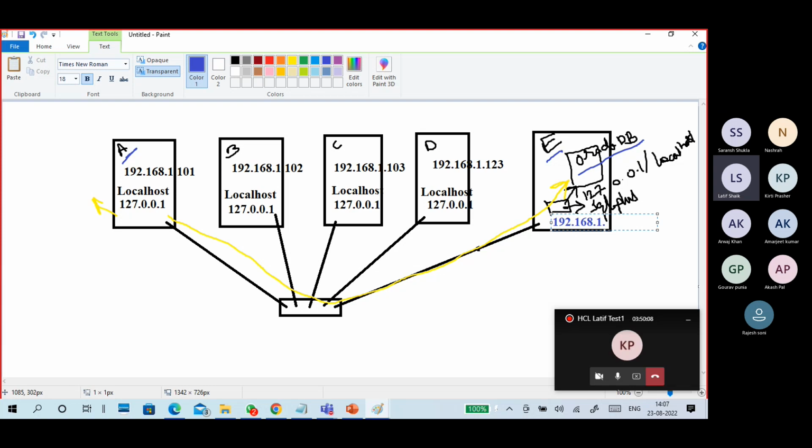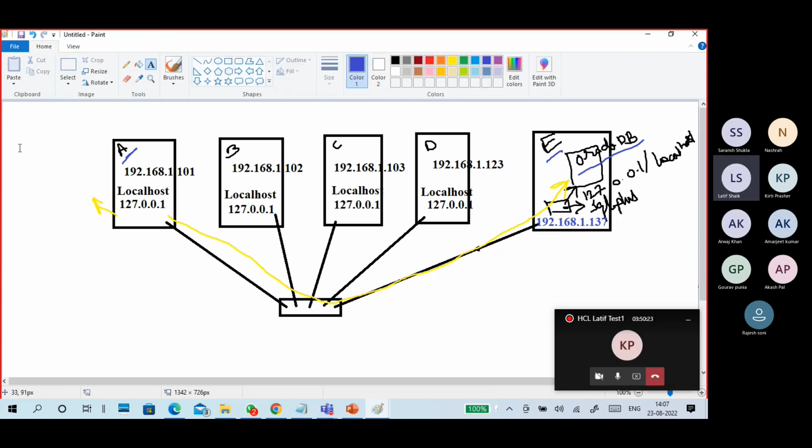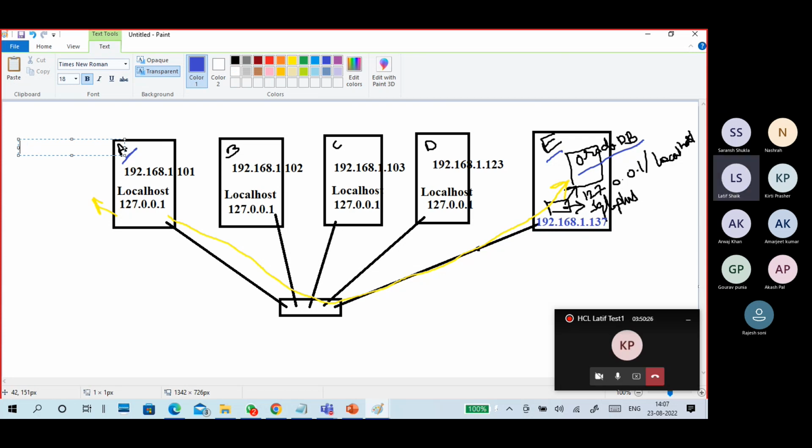That IP address is 192.168.1.137. This is the IP address of this PC. So I will type it like this: 192.168.1.137. Connect with this server. The server name is EPC, and this is the server, and this is the username and password. Try to connect from here to here.